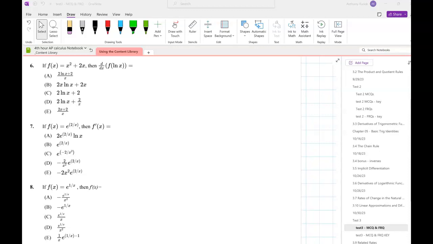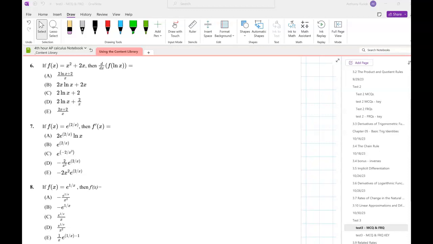And then number 6 is just a chain rule problem, right? So the derivative of the outside, so you're just doing f prime of ln x times the derivative of ln x. F prime is 2x plus 2, so if I plug ln of x into that, I have 2 ln of x plus 2, and then I multiply that whole thing by the derivative of ln x, which is 1 over x, and I have 2 ln x plus 2 over x. So all three of these look good.